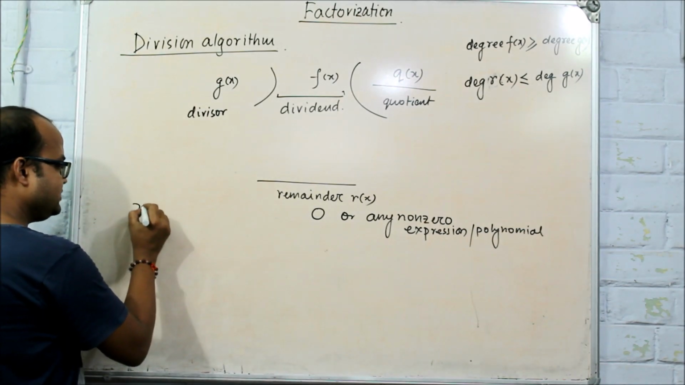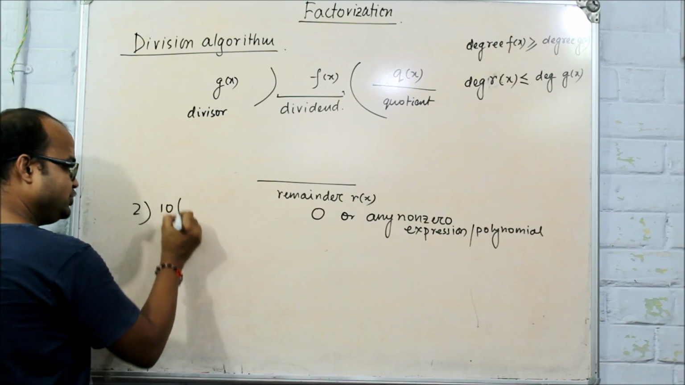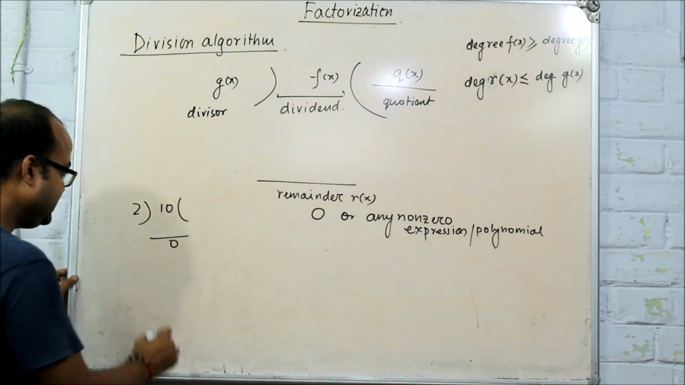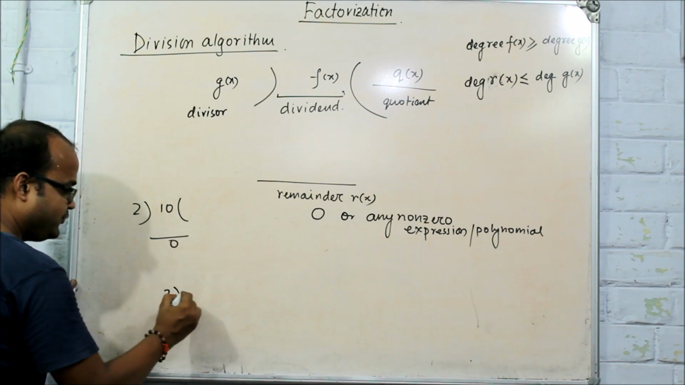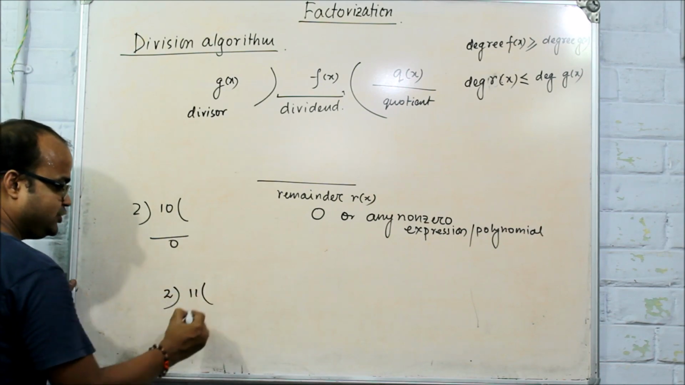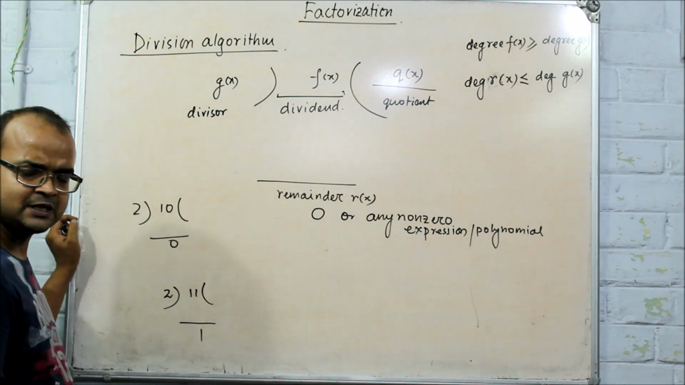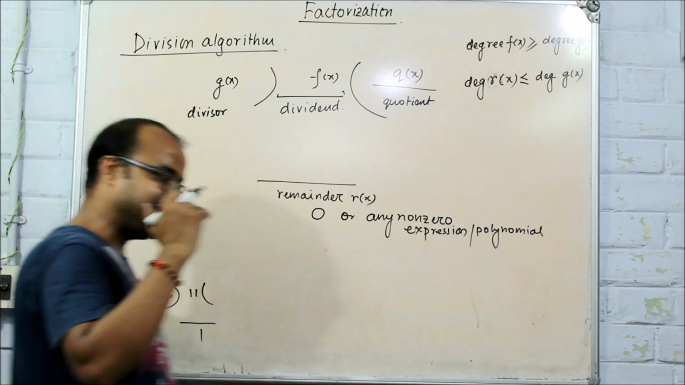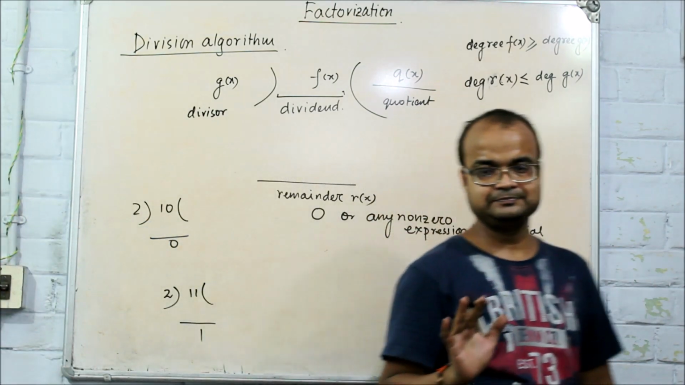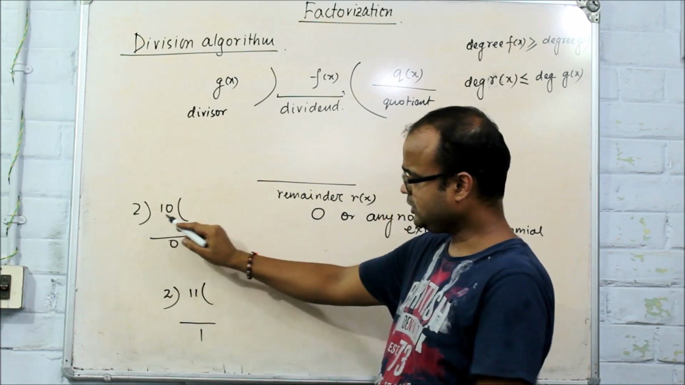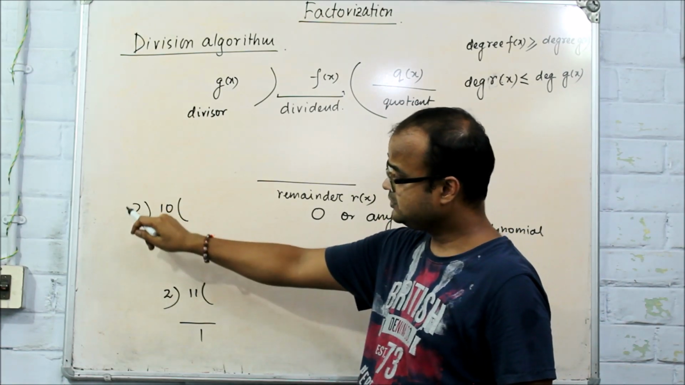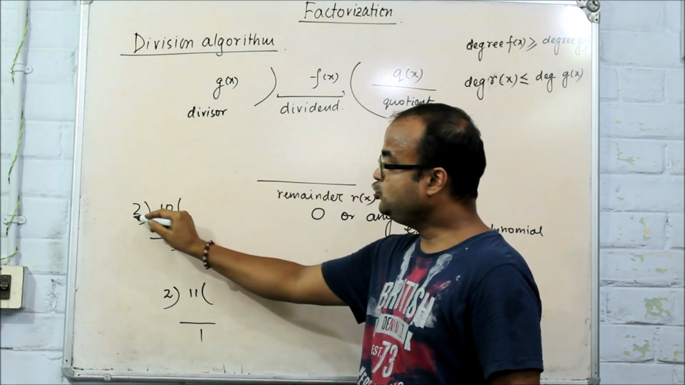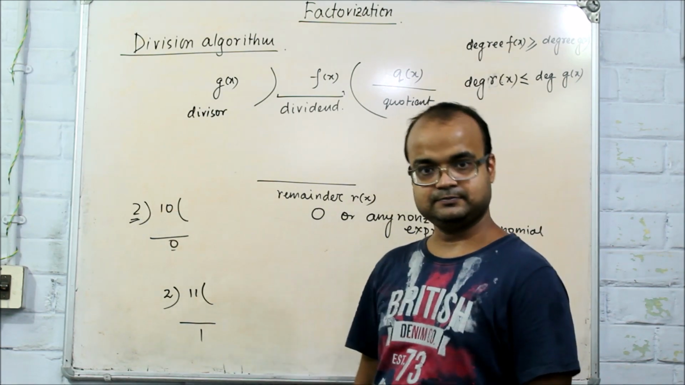Now suppose I divide 10 by 2, your remainder will be 0. Clear? And if I divide 11 by 2, my remainder is 1. So basically in the remainder we are getting either 0 or non-zero. Now, if the remainder is 0, then what do we call it? We call 2 a factor of 10.